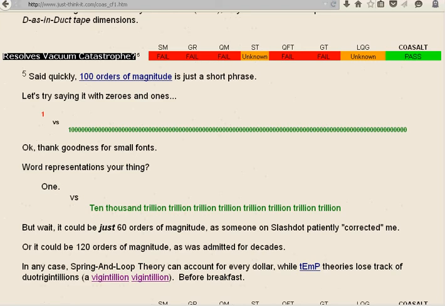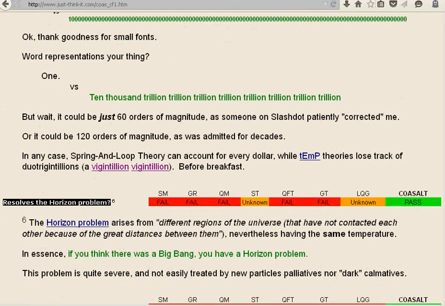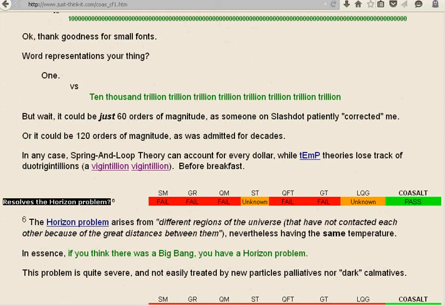Number 6. Does the theory resolve the horizon problem? The horizon problem arises from, quote, different regions of the universe that have not contacted each other because of the great distances between them, nevertheless having the same temperature. In essence, if you think there was a Big Bang, you have a horizon problem. This problem is quite severe and not easily treated by new particle palliatives nor dark calmatives.